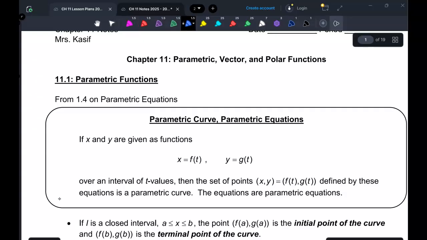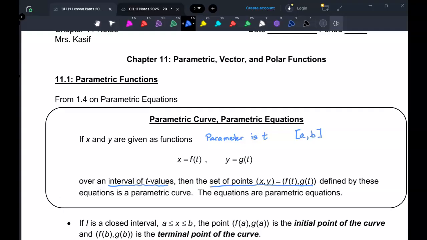And the parameter is t. So it's basically like you have a function x is equal to f of t and y is equal to g of t. So if you look at a set of values, an interval of t values, it's the set of points, and we graph them. So it's got a starting point and an ending point, because you'll have like from A to B or something like that.